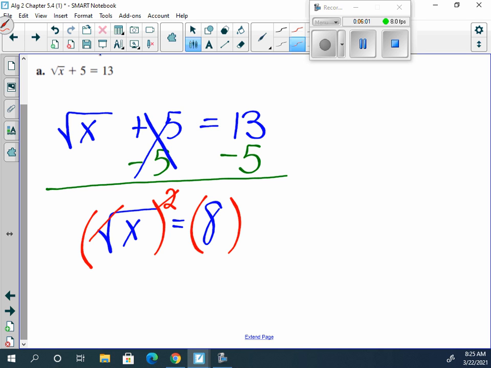Now, if it had been a cube root, we wouldn't square both sides, we would cube. That's why I say nth root, because this would work with any root. Whatever the index is would be what we would put both sides to. Because it is a square root, we would square both sides. So the square root and square simplify, giving us x is equal to 8 squared, which is 64.